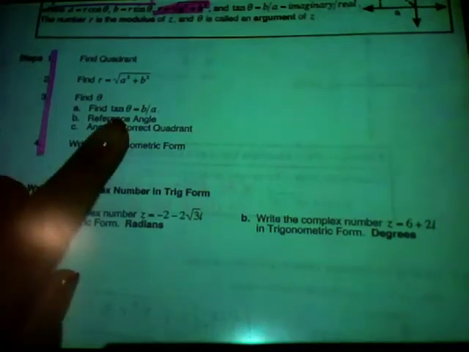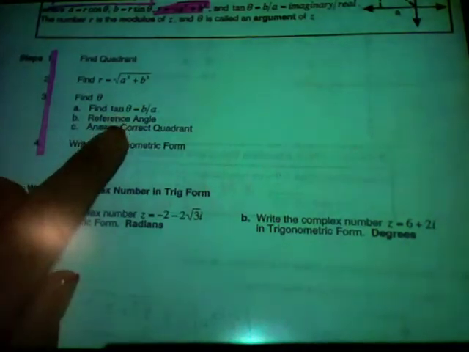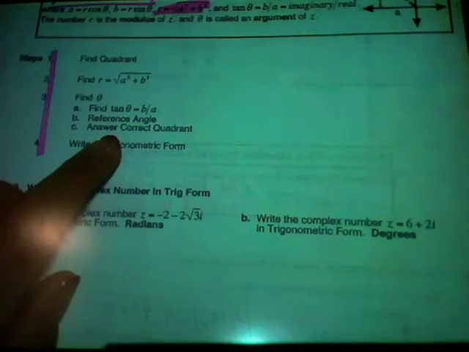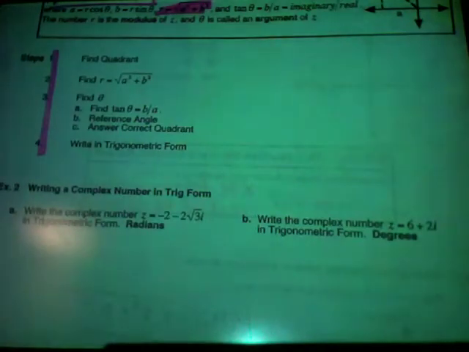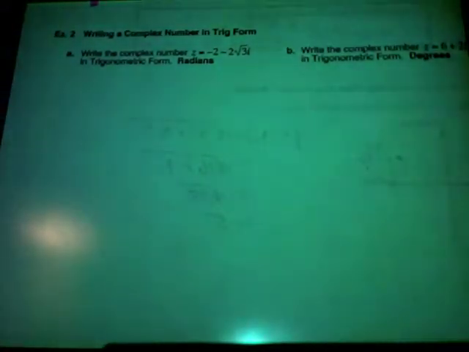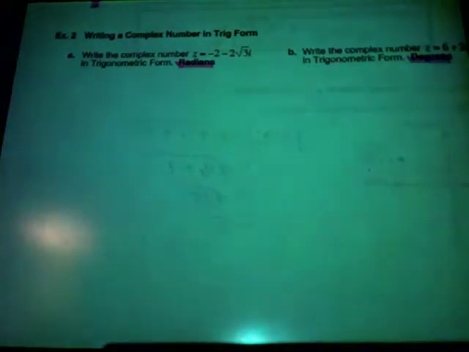Haven't we found theta in the past using tangent, inverse tangent, reference angle? And then we also have to pay attention to sine. That's why we need to answer for the correct quadrant, because sine is important. And then you're going to finally write it in trig form. So, following those steps, let's look at 2 different examples in example 2. In one example, we're going to write our answer in radians, and in one, we're going to write our answer in degrees. You'll be told whether the answer needs to be in radians or degrees, so it won't be a guess for you.